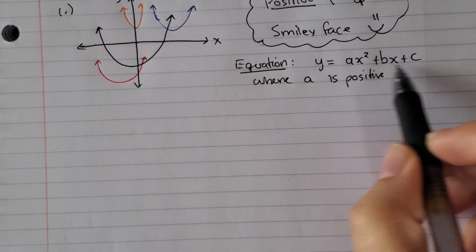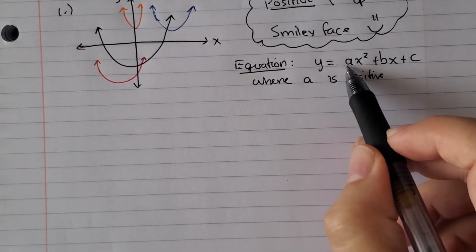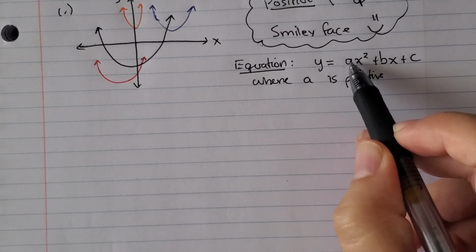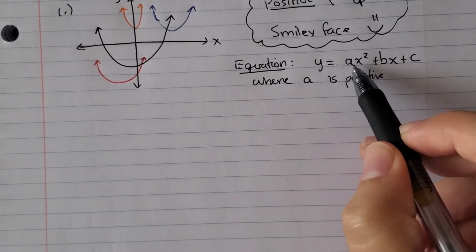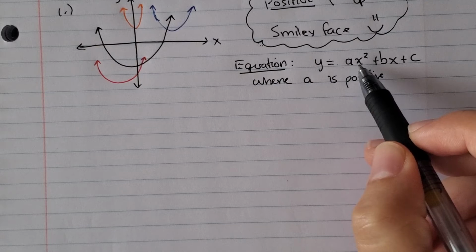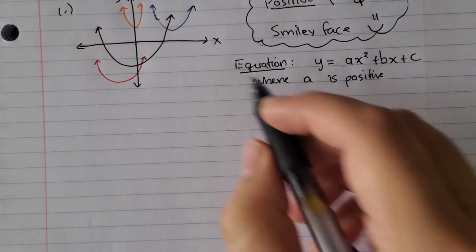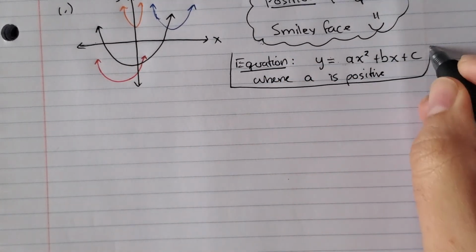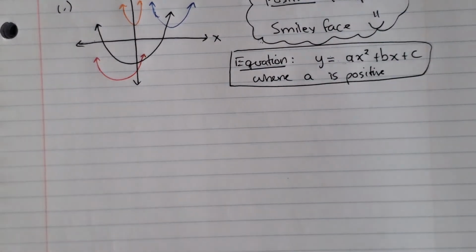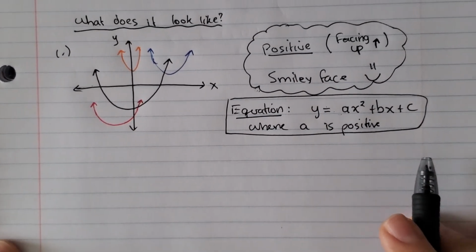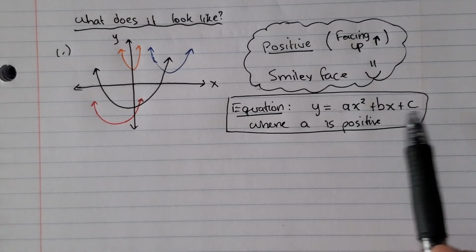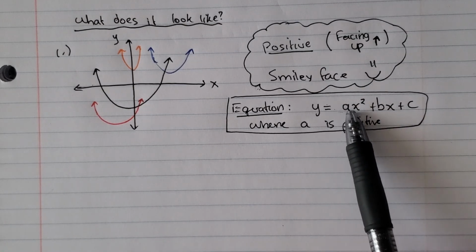So just keep in mind this equation, the very first number has to be positive. This a has to be positive. So 0 is not positive, but 1, 2, 3, 4, or 1.5, it just has to be positive. So I'm going to go ahead and box this. So that's the equation for a positive parabola. It's still ax squared plus bx plus c. The only condition is that a has to be positive.